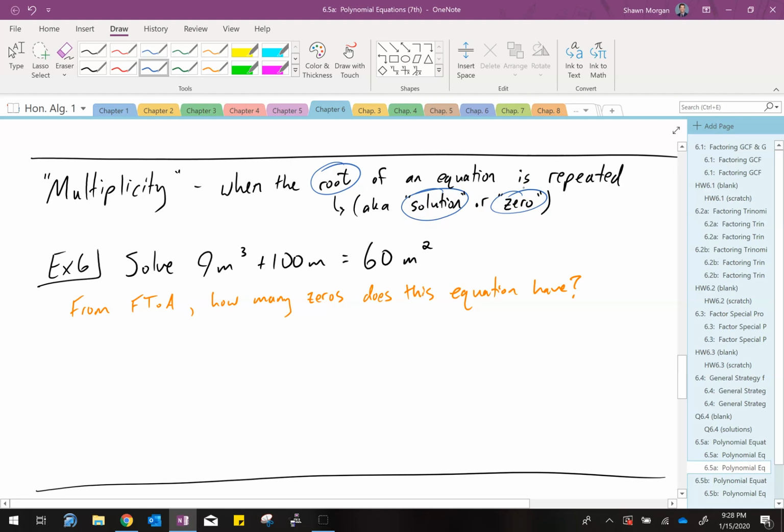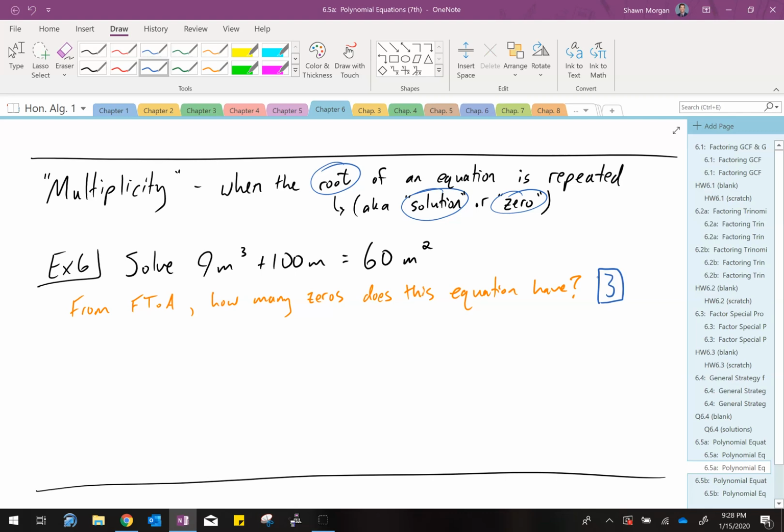When we're asked to solve an equation, like here in example 6, it's a degree 3. It's a cubic polynomial equation. There's going to be 3 answers. That's how many there's going to be from the fundamental theorem of algebra. And the answer or the root or the zero or the solution, that just means the same thing. There's 3 of those bad boys. There's 3 roots that we're looking for.